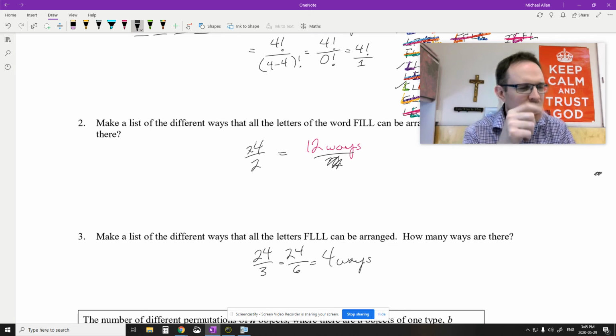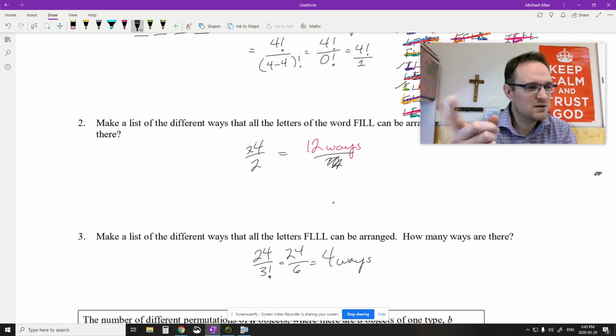I think I've seen that before. Isn't that the same as saying 3 factorial? Because there's 3 L's and there's 6 ways to rearrange those 3 L's. So you divide out all the ways you could rearrange those 3 L's. And this would be 2, but the reason it's 2 is because it's 2 factorial. Because there's 2 ways to rearrange that.